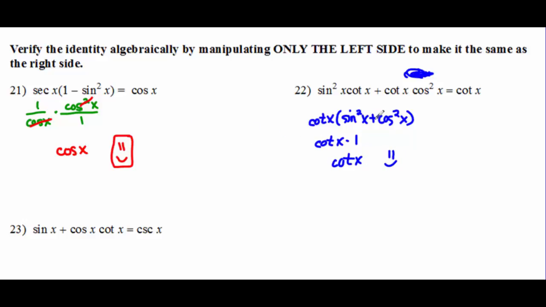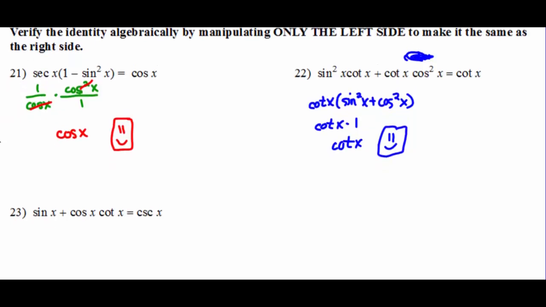That also was pretty quick. On 22, it was quick because I factored. There's other ways of going about this problem that are harder, and you still end up having to factor anyway, so it's kind of like, well, I should probably just factor at the beginning and make it easier on myself.